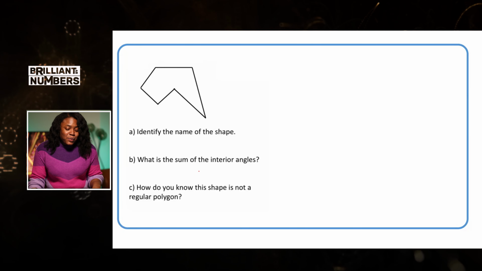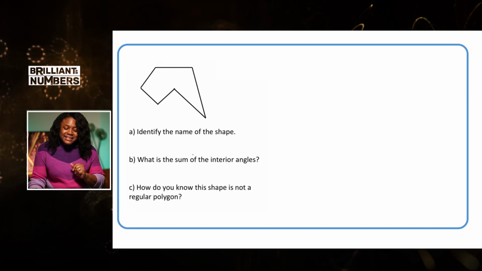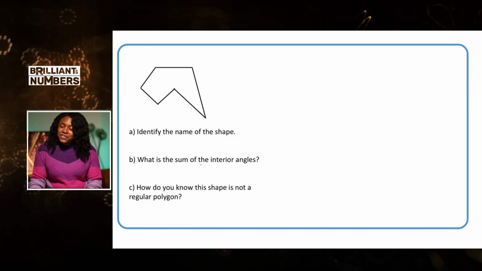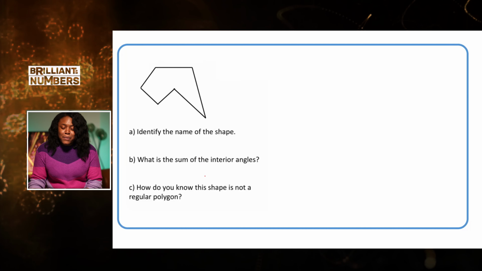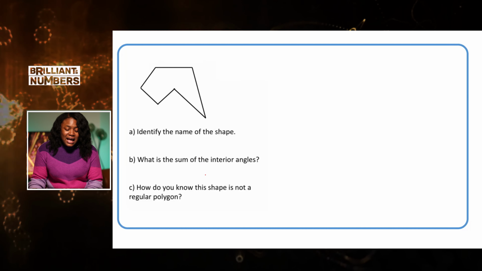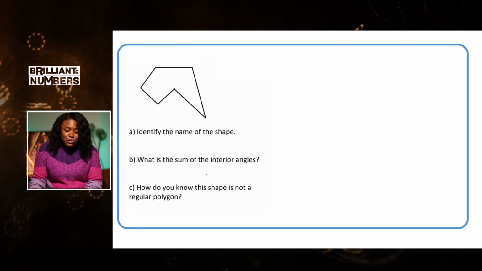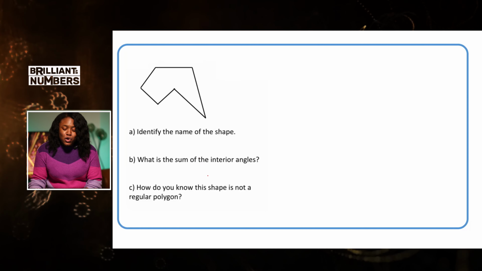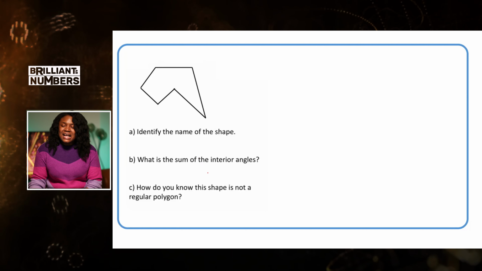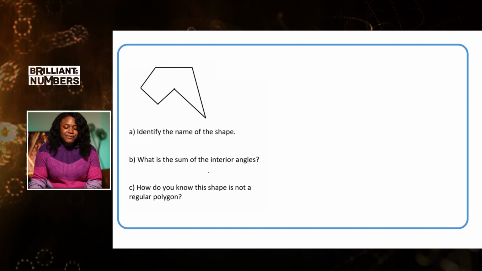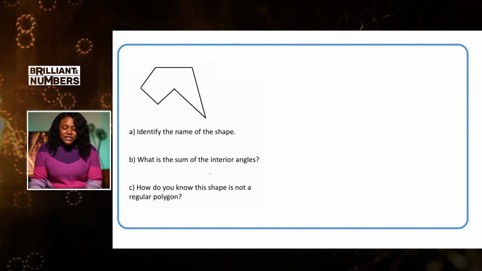Now, having said that, let's get into our next question. Now, we are asked here to identify the name of this shape. Part B, what is the sum of the interior angles? And part C, how do you know this shape is not a regular polygon? So we're going to take a question at a time. We're asked to identify, first of all, the name of the shape.